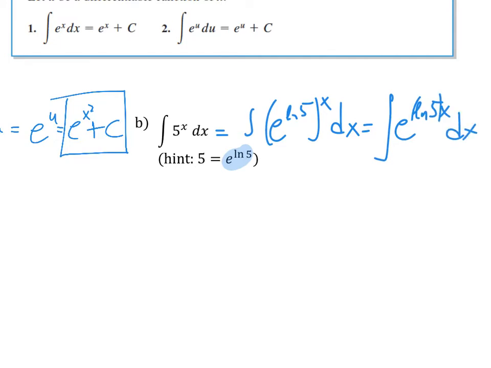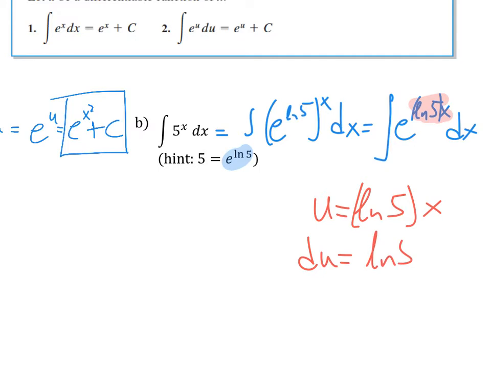So now we can use our u substitution here, and that will be our u, because we wish this was just a simple e to the u. So we're going to let u equal the natural log of 5 times x. All right, so that means du is the natural log of 5, because this is just x to the first. Well, what that means is I wish I had the natural log of 5, which, by the way, this is just a number. It's a constant.